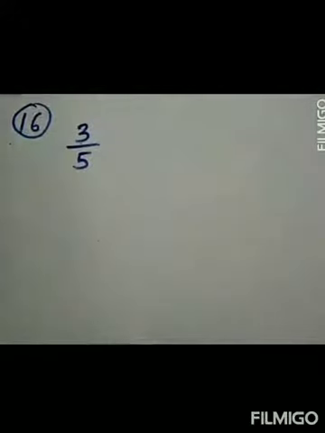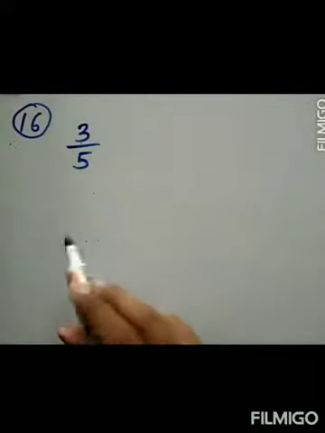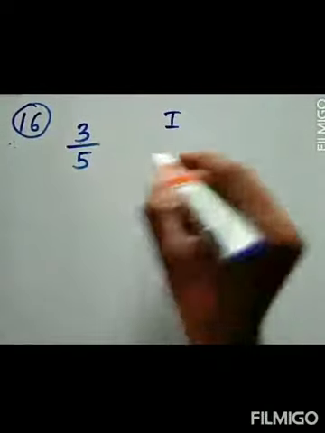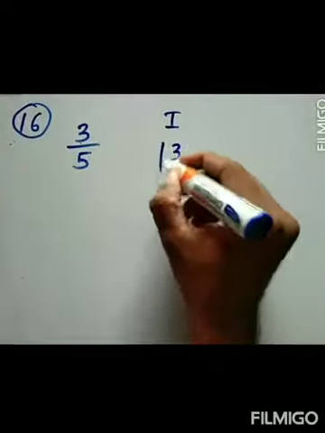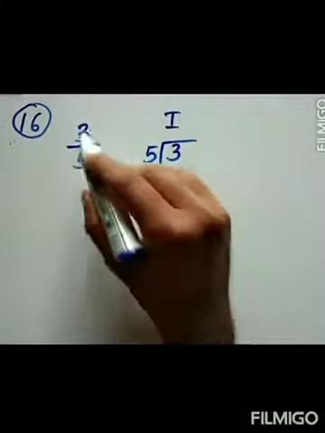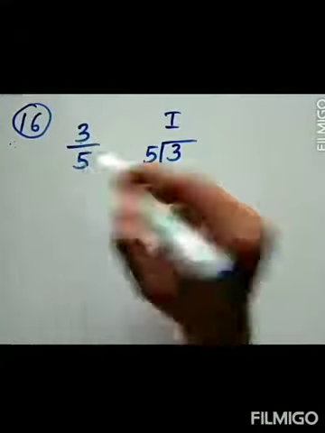16th question says that write the following fraction as a decimal. There are 2 ways to convert a fraction into a decimal. I will show both methods. The first method, you can divide 3 by 5, right? Because they have given 3 over 5, that means 3 divided by 5.